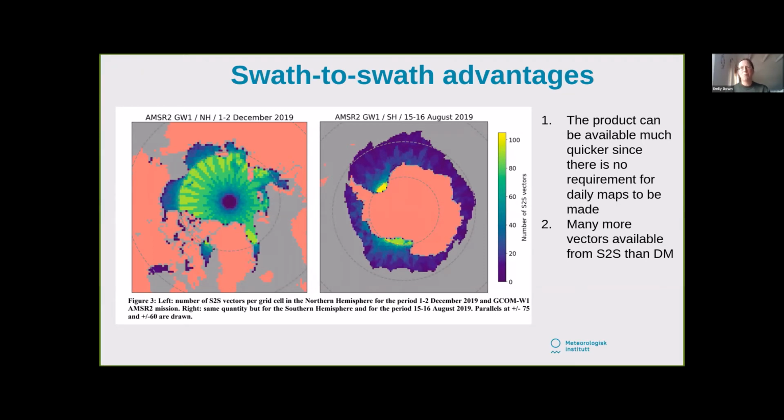You also get many, many more vectors every day because you can calculate between any two intersecting swaths rather than just one daily map. And you can see here that in the 2-day period in each case, there are up to around 100 different sea ice vectors. The coverage varies, and for AMSR2, there's quite a large pole hole, which won't be an issue with SIMA.